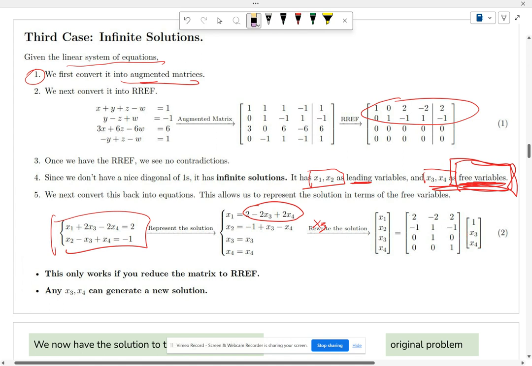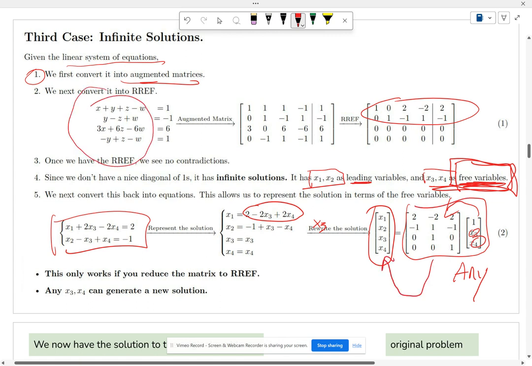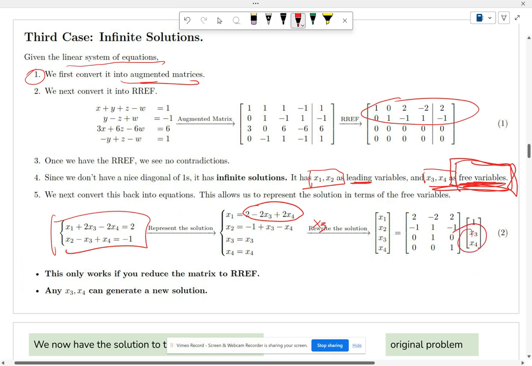And now we have the solution. This right here is the solution. Basically, you can pick any, and I mean any, x3, x4, and plug it into this. So this is the equation to generate solutions for this problem. Because there are infinite solutions, we can always generate different ones, and it's generated by randomly picking x3 and x4.